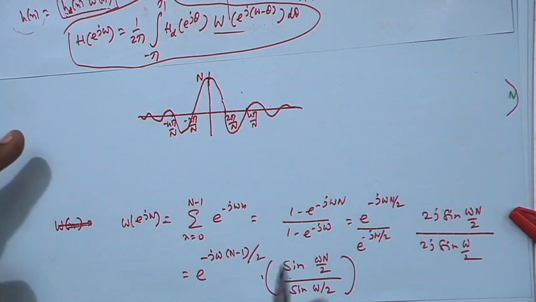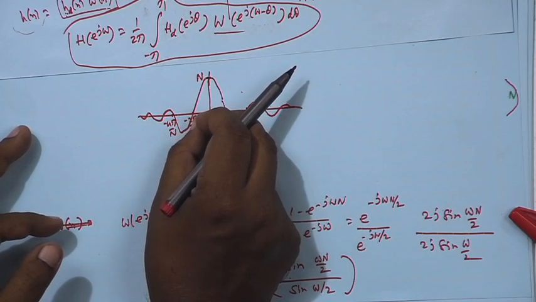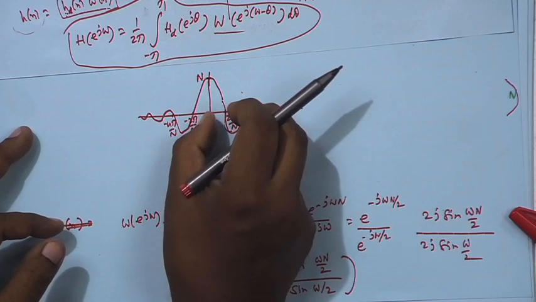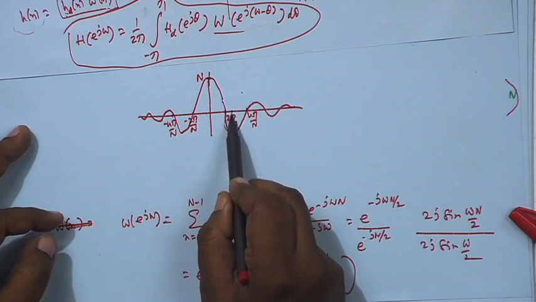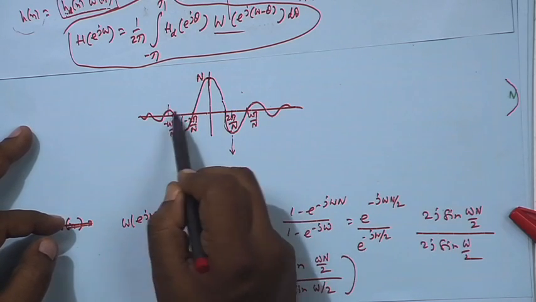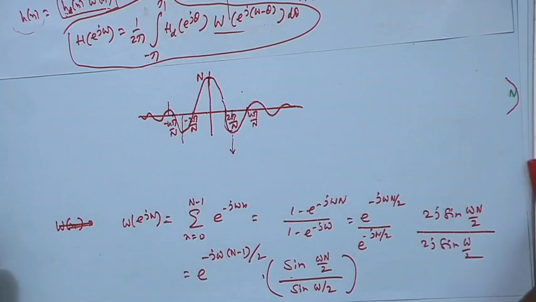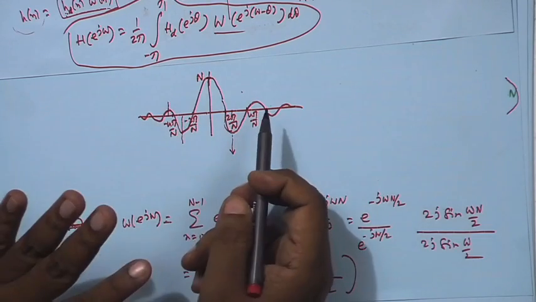If capital N is large, this will become closer, and this height will go up. Every 2 points they will come close to each other. But what happens in this case, these peaks of these side lobes, these are called side lobes, the peaks increase, but the area under them remains the same. That is a property, it can be shown.